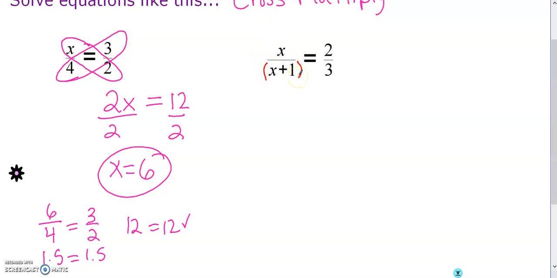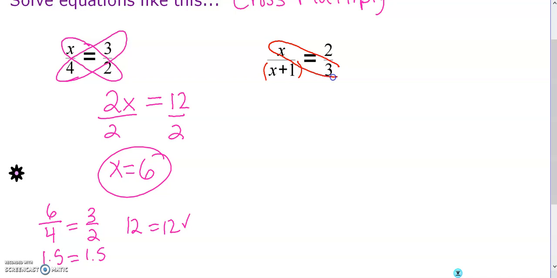So if you ever see what's called a binomial, x plus 1 or 7x minus 2, something that is more than just one variable or one number, you can put parentheses around that. And I hope that rings a bell or triggers something in you that you have to distribute when you cross multiply. So let's take a look.